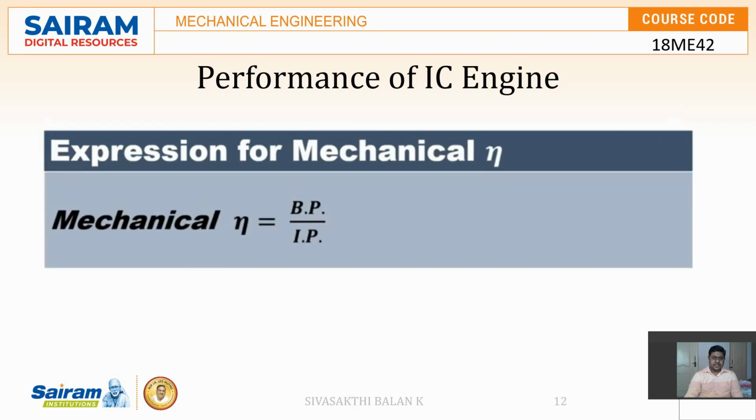The expression for mechanical efficiency is, as usual, we know that efficiency is nothing but output divided by input, whereas here brake power is the output and indicated power is the input. So the mechanical efficiency is nothing but the ratio between brake power and indicated power.